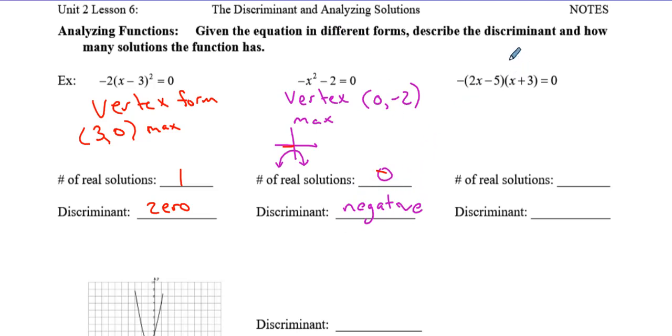All right, so let's take a look at this last problem here. You should notice that this is in intercept form.